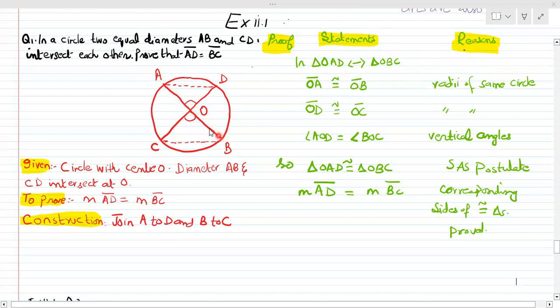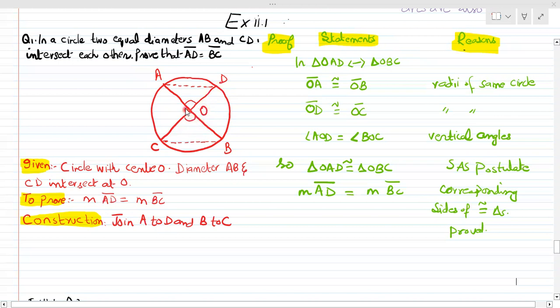length, and what is the reason for their equality? They are the radii of the same circle, and they are equal. Similarly, here we can see OD is equal to OC. Again, they are the radii of the same circle, and these are the corresponding sides of these two triangles.